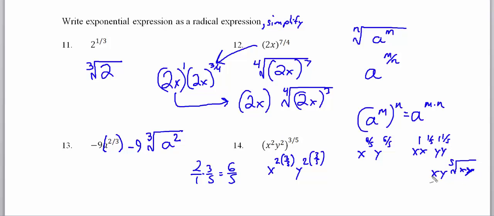Because the 1/5 and 1/5. Now, another way I could have done this, and again this is one way to do it, is to put them both under the fifth root and have x to the 6th, y to the 6th. Then, using the information from our previous video, 5 goes into 6 once with 1 left over under the fifth root, and then 5 goes into 6 once with 1 left over in the fifth root. And that's problem 14.